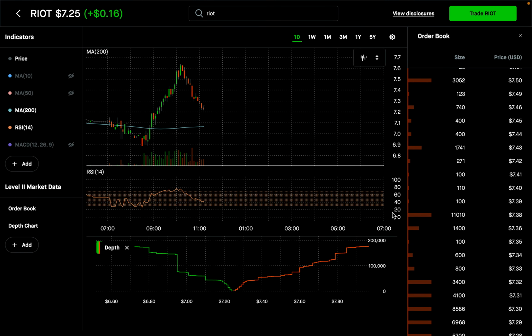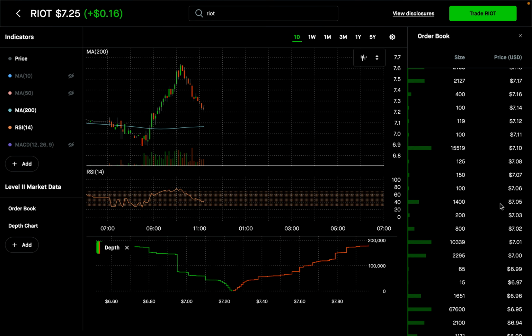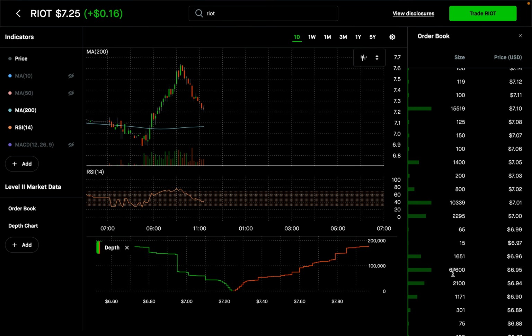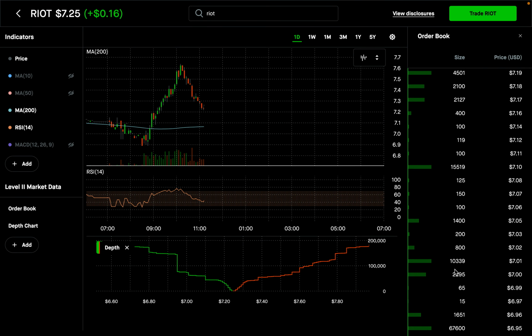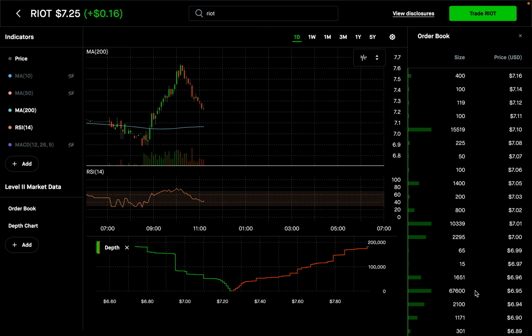And then of course you can use the depth chart as well to investigate where there's unusual amounts of shares. So for example, down here, I see that at 695, there seems to be a lot of shares. So if I take a look over here, at 695, there's almost 70,000 shares looking to potentially get filled here, right? Get purchased. So if I'm looking at this, I might potentially say, okay, let's take a look at the chart. Is this a potential support level?